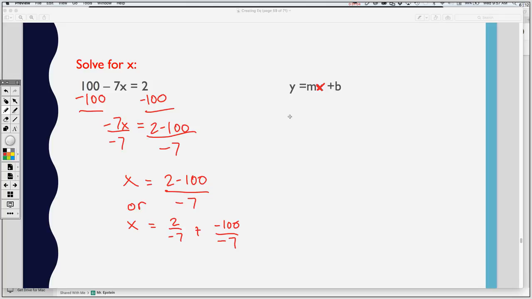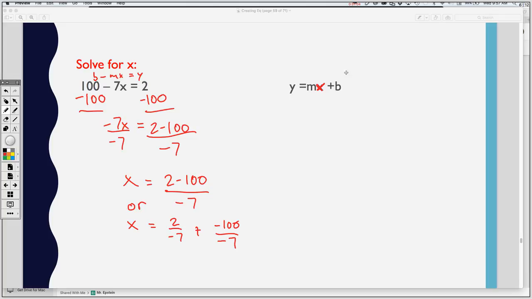Okay, x is your bodyguard. What should I move first? Now look over here. This is basically b minus mx equals y. So over here, what did I move? Actually, on the left side, what did I move first? The b. Okay, find your b. That's what we're going to move first because it's not being protected by what you want to move. How do I move it?